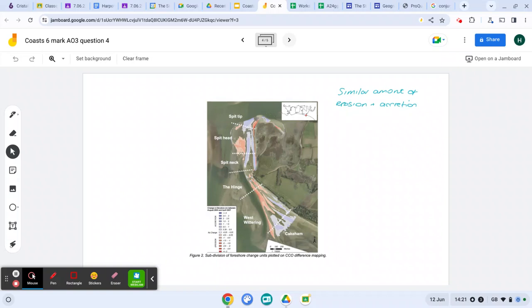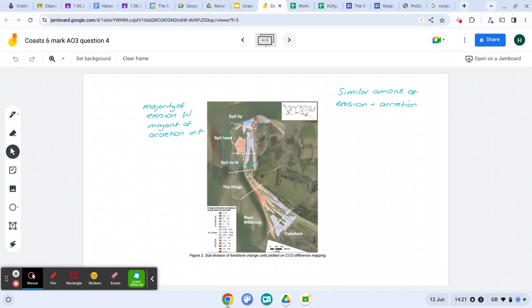The next general sort of pattern I notice is that the majority of erosion occurs on the western side of the spit and the majority of accretion on the eastern side. This is especially noticeable around the spit head and spit tip. So I've identified this pattern, so now I would need to use some data to back this up.